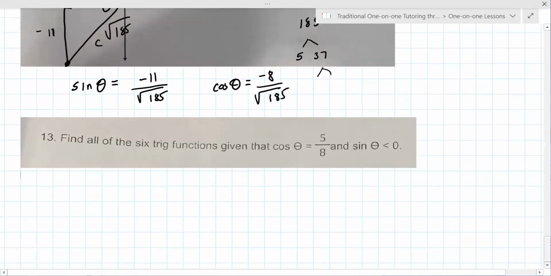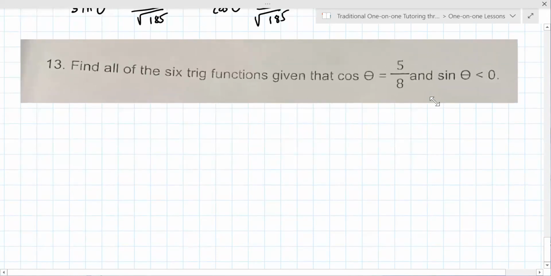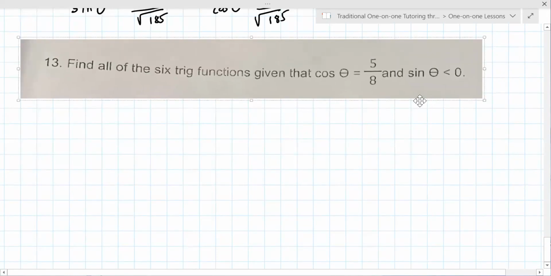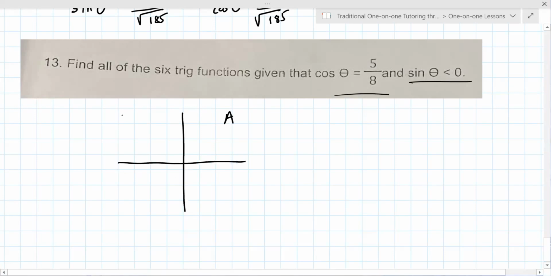So it says find all of the 6 trigonometric functions given that cosine theta is 5/8 and sine theta is less than 0. All right. So what this is saying is, have you heard this for all students take calculus? Yeah, I've seen that before. Okay, here's what this means.